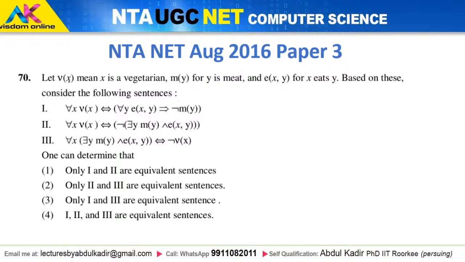Let's see this question. What it is saying: Vx means x is vegetarian, My means y is meat, Exy means x eats y. Based on these, consider the following sentences. Now he has given some things. For all x Vx, double implies this thing. Basically for all x Vx means everyone is vegetarian. Then this statement is saying that for all y, if x is eating y, then y is not meat.